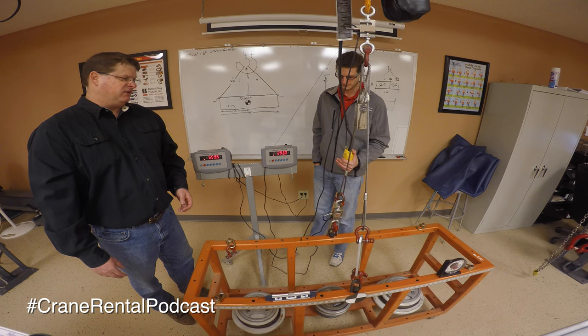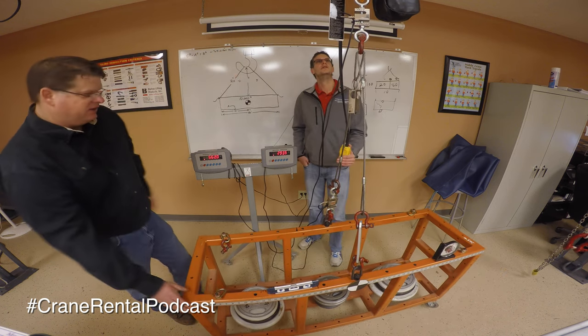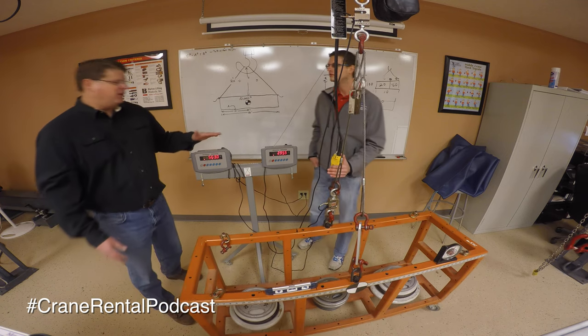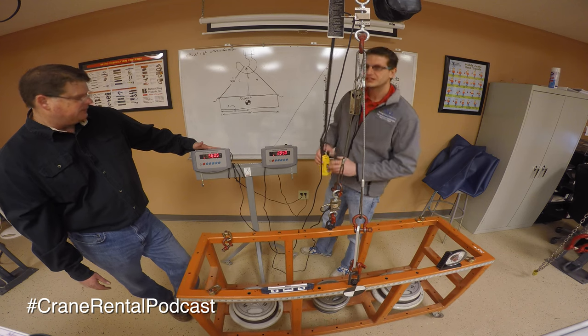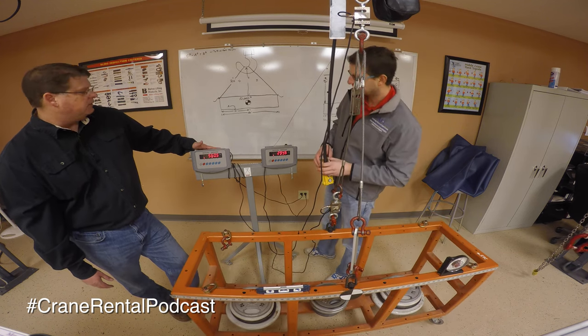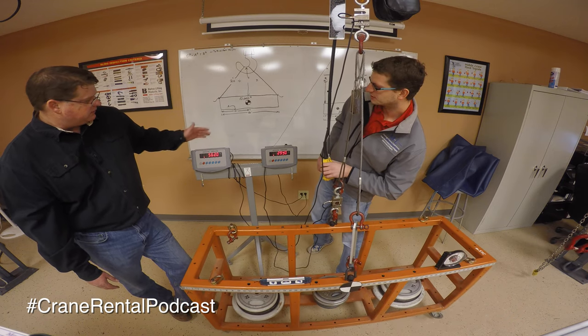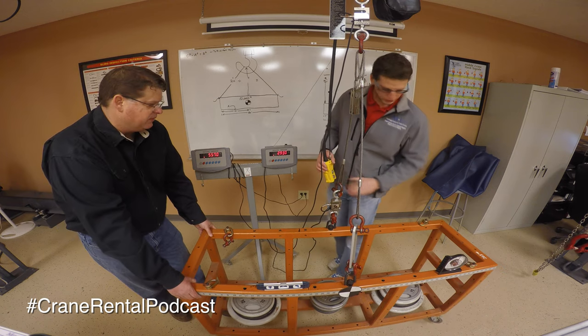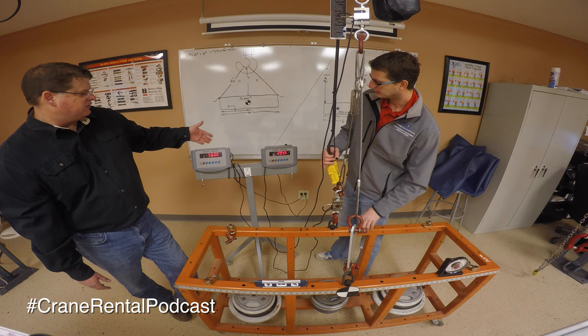Just an easy little more. And of course, we're taking out the two-block, but we're fine. So if you look at the scale, scale A, which is the hook, all the weight of the load on the hook is 560 pounds. And it's swinging a little, so we'll call it 560, and that's close.